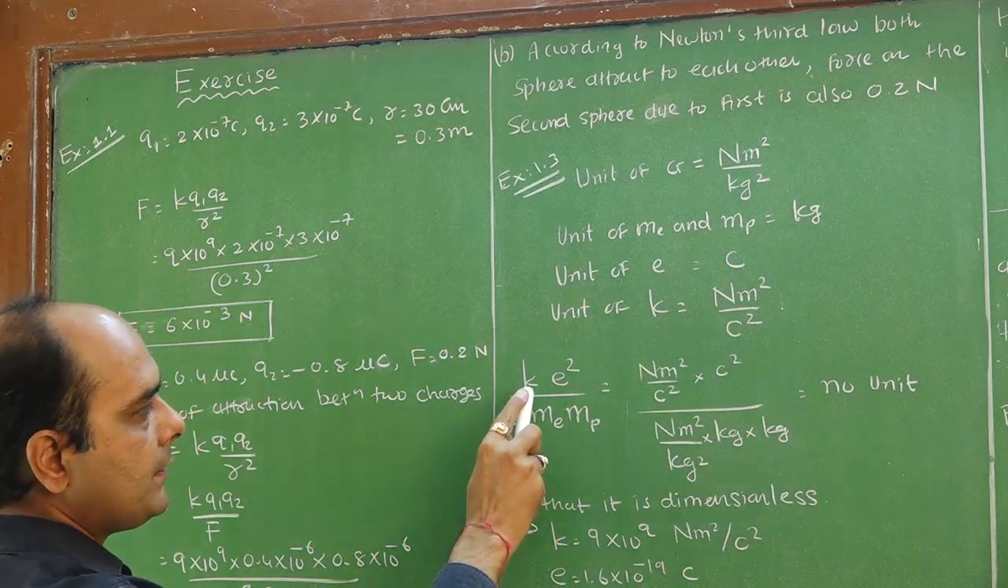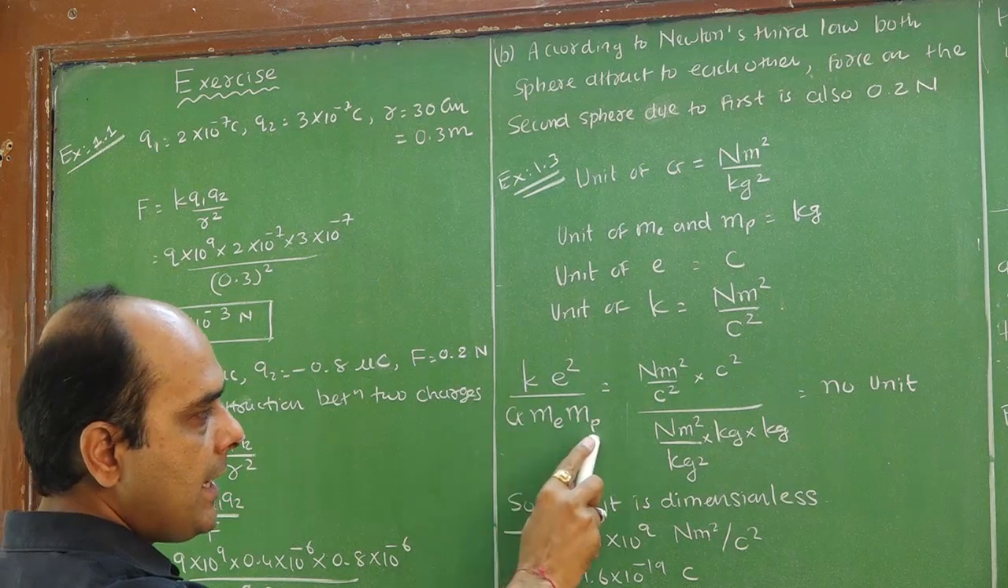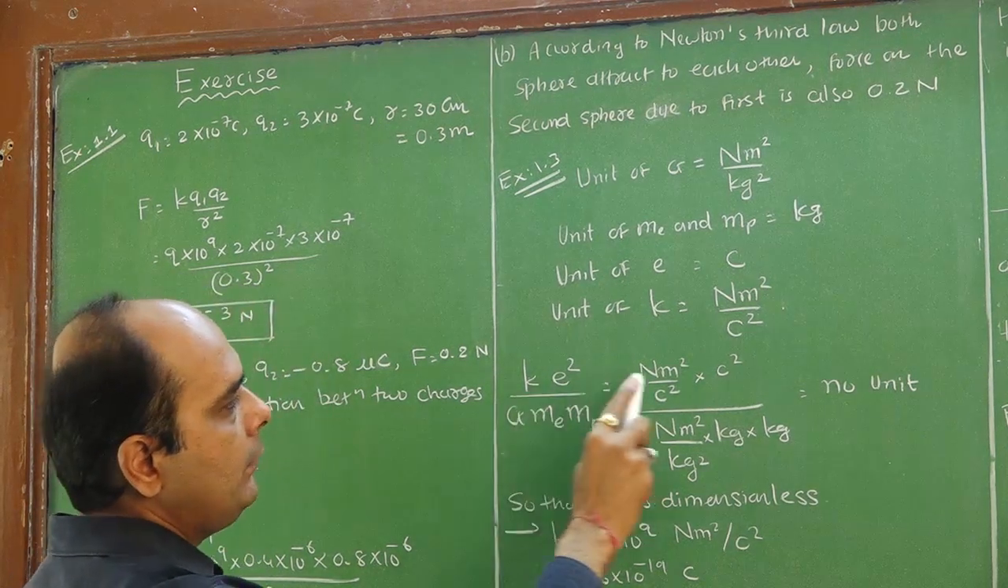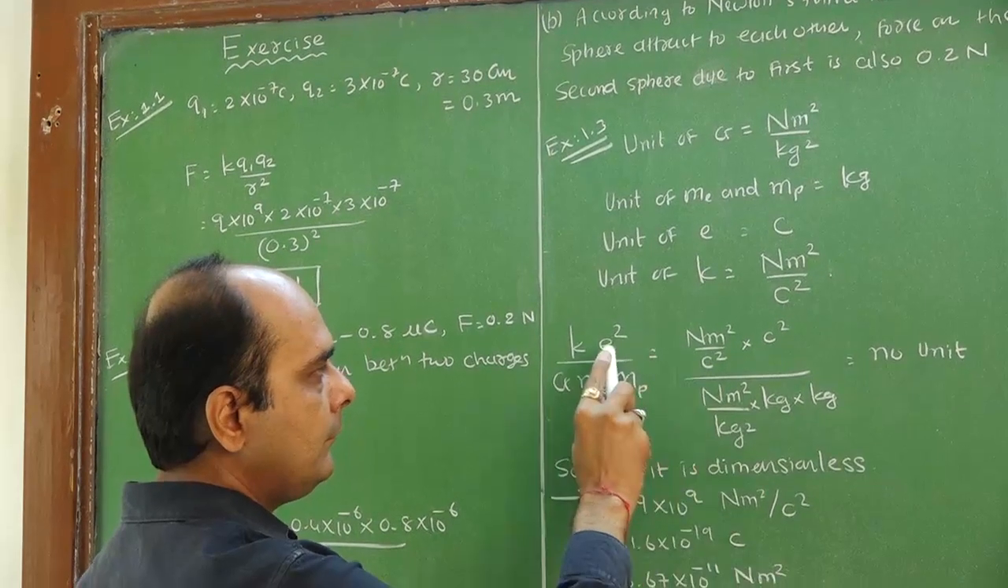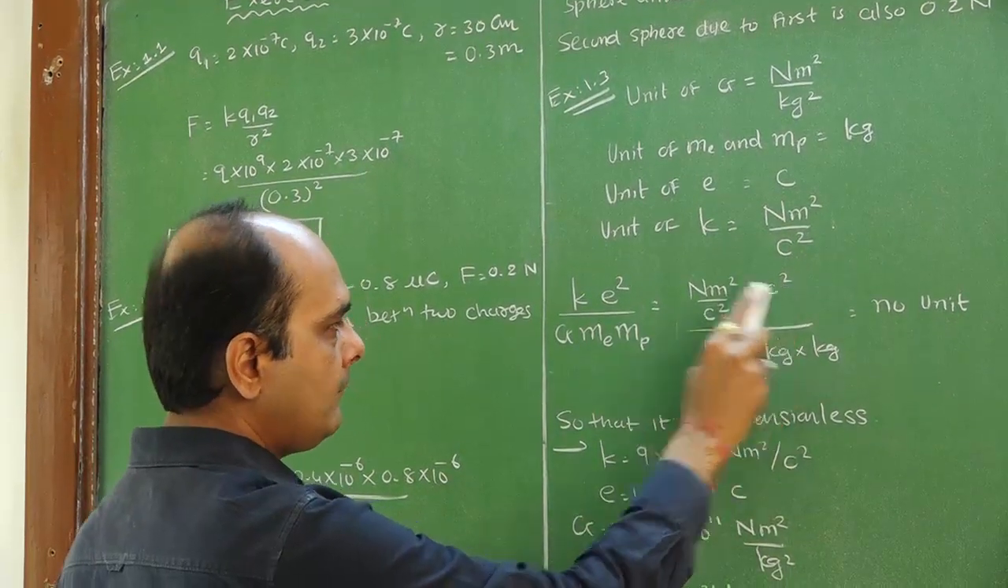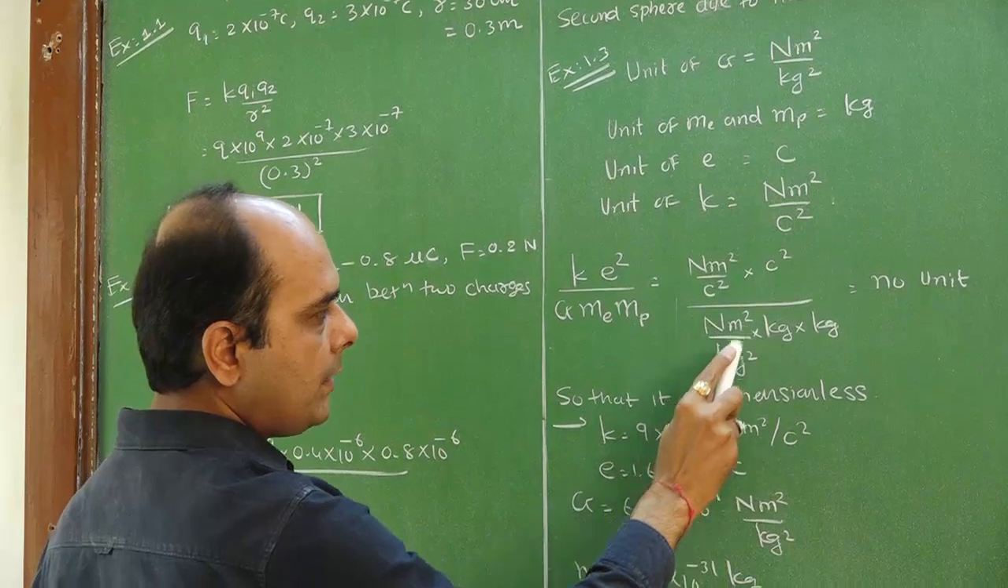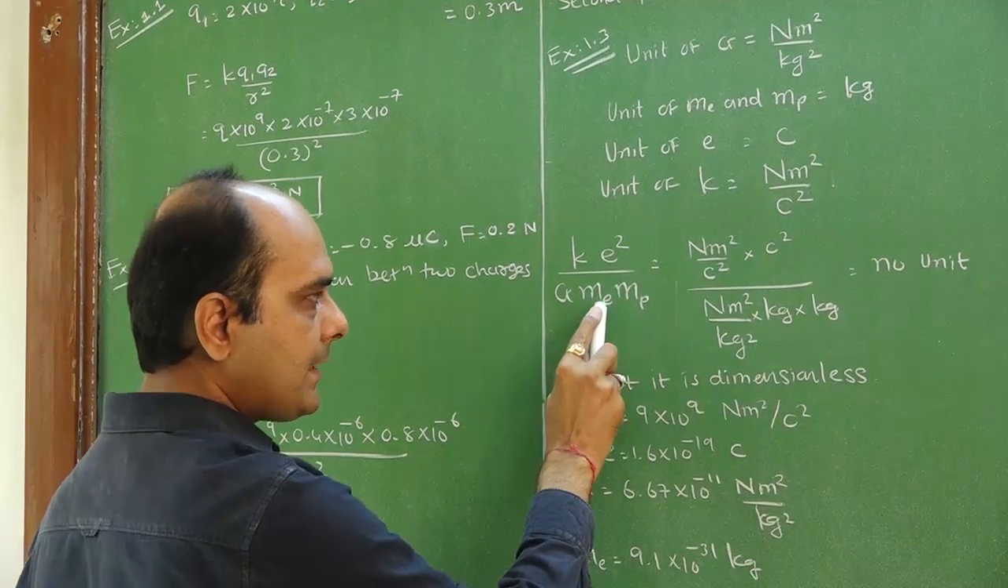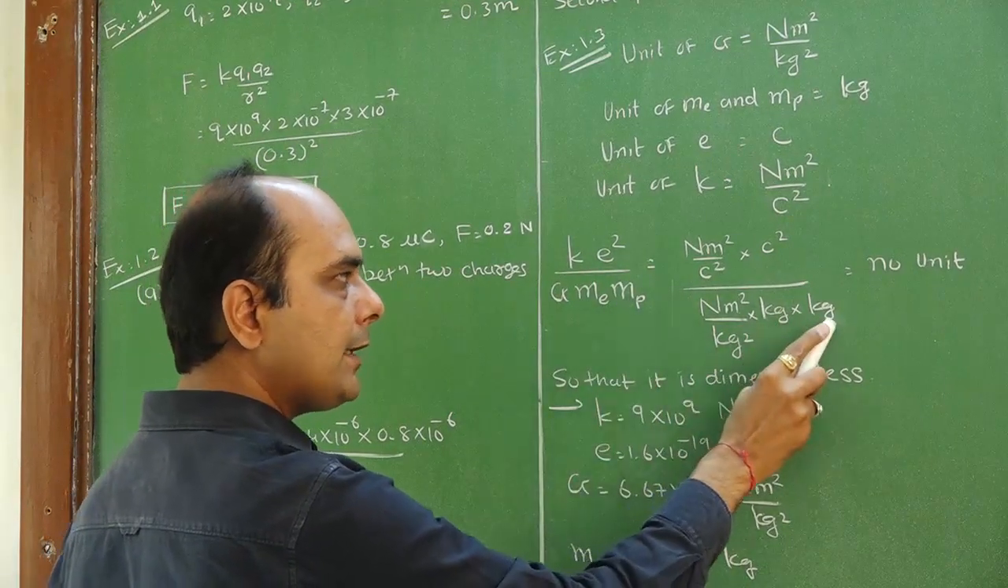So write down this equation: K e square by G Me Mp. What is the unit of K? Newton meter square by Coulomb square. e square means Coulomb square. Unit of G, Newton meter square by kilogram square. Unit of mass Me, kilogram, mass Mp again kilogram.